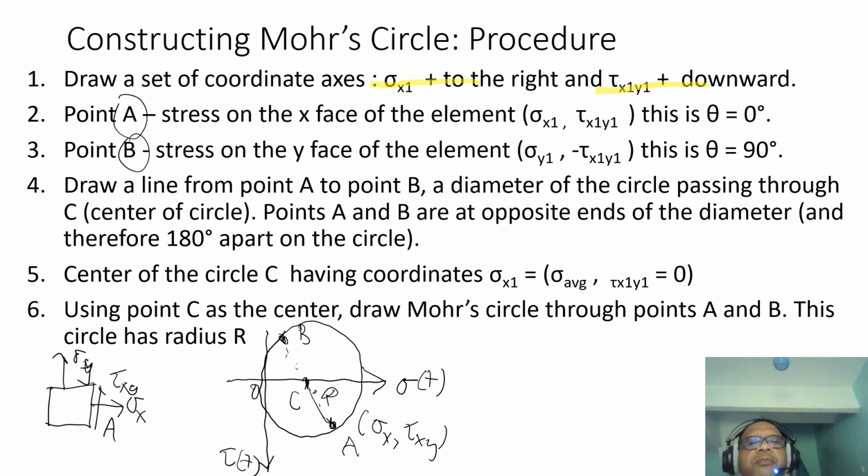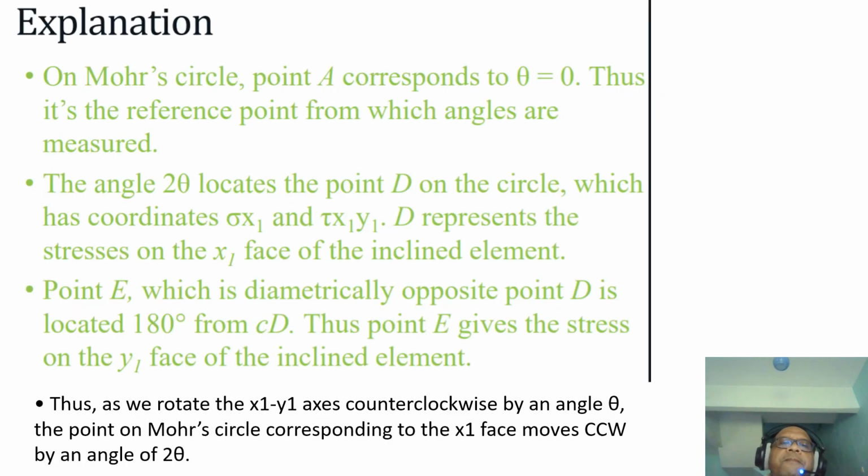So draw a line from A to B. This is your line. And this is OC, the center. This is the average coordinate, as we have done before. This is sigma average. And then you get the radius of the circle, which you can calculate using Pythagoras theorem. And this is how you construct the Mohr circle. We have done it before. This is just a way of repeating that technique.